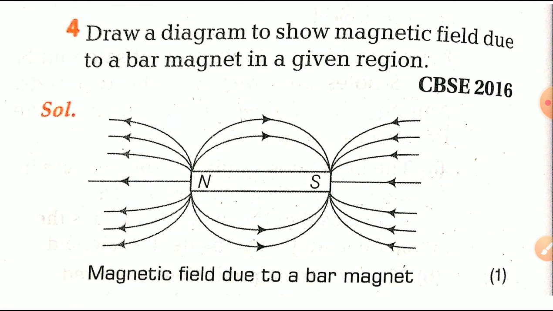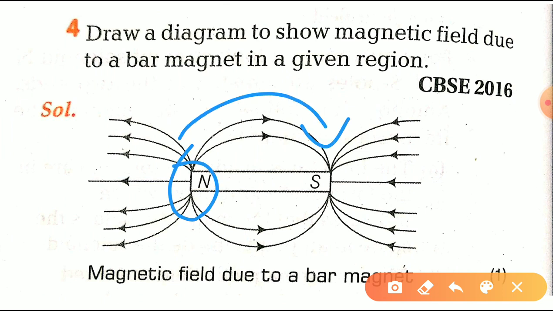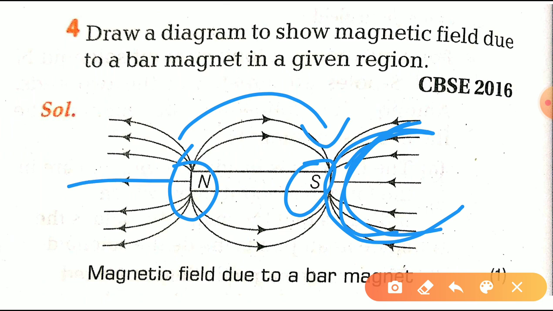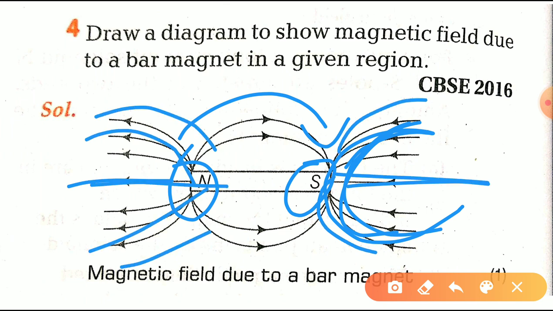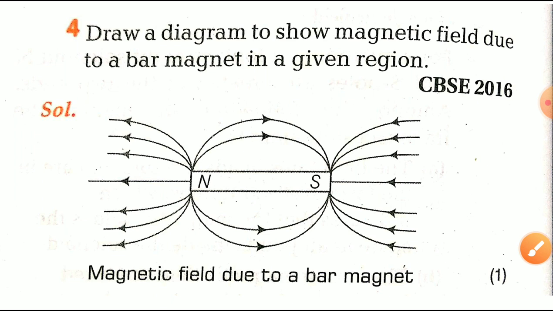Draw a diagram to show magnetic field due to a bar magnet in a given region. This one also we have discussed in the chapter. So already we know, normally we discuss north to south it will flow, and you will find the curve lines at the ends, while at the center the line will be straight. Already studied in the chapter. So this diagram also you should remember, it was also asked in 2016.